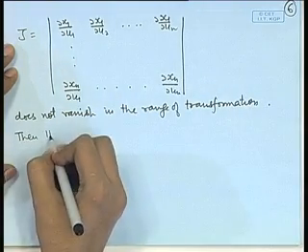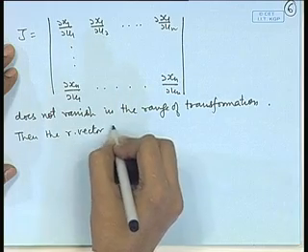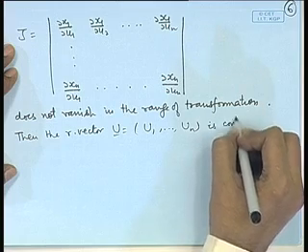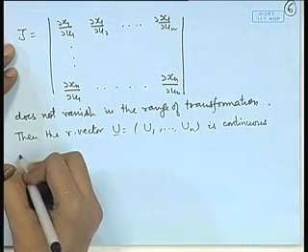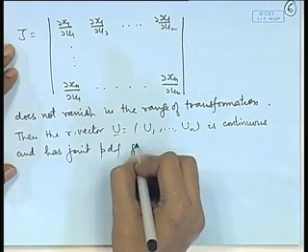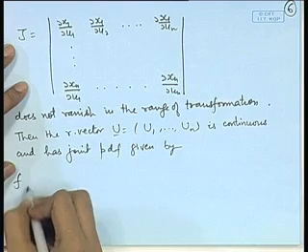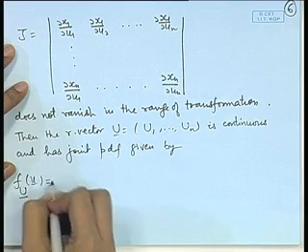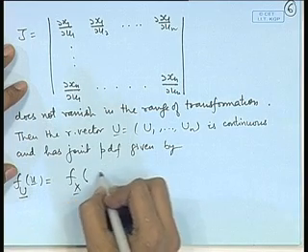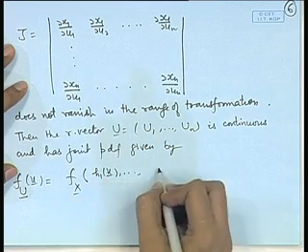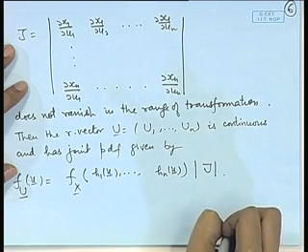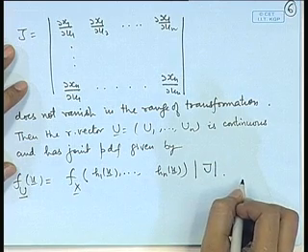Then the random vector u is equal to u1, u2, un is continuous and has joint PDF given by, so we write it as fu is equal to fx. Now in place of x1, x2, xn, replace it by h1u, h2u, hnu multiplied by the absolute value of the Jacobian over the range of the transformation.